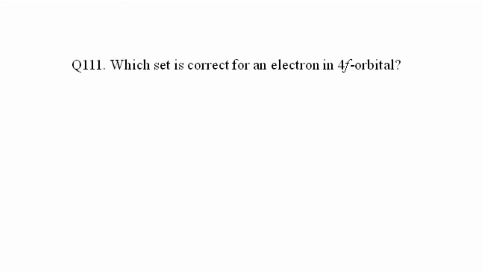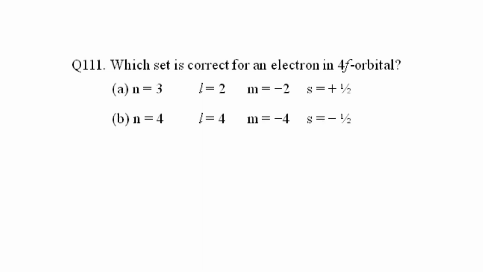Which set is correct for an electron in 4f orbital? Option A: n is equal to 3, L is equal to 2, m is equal to minus 2 and s is equal to plus half. Option B: n is equal to 4, L is equal to 4, m is equal to minus 4 and s is equal to minus half.